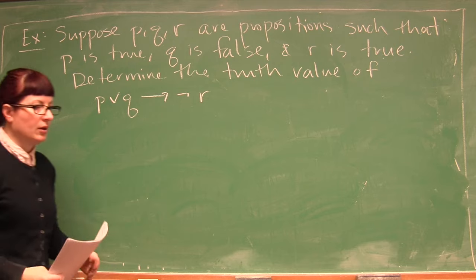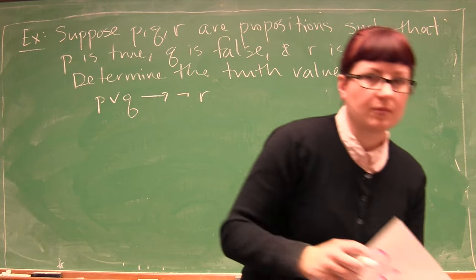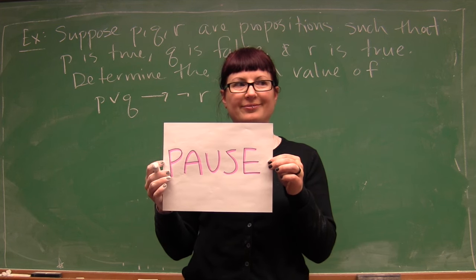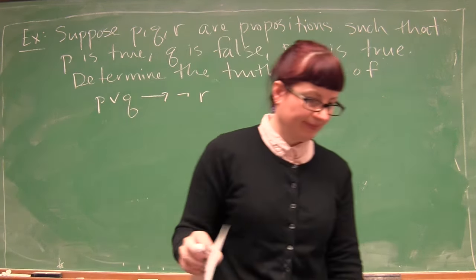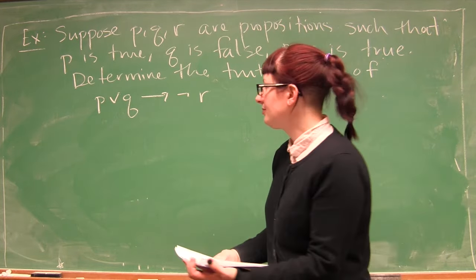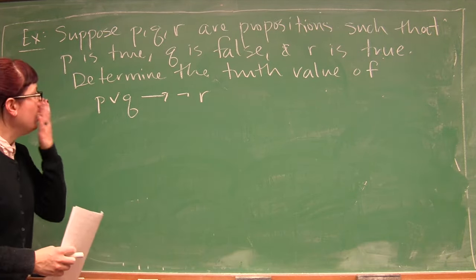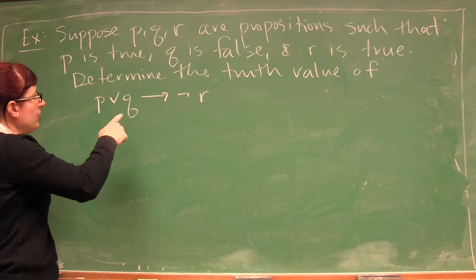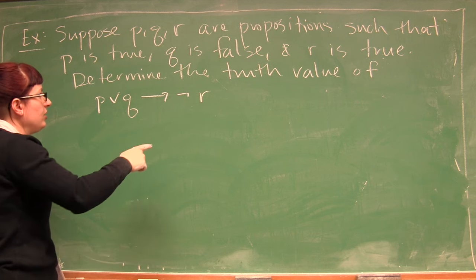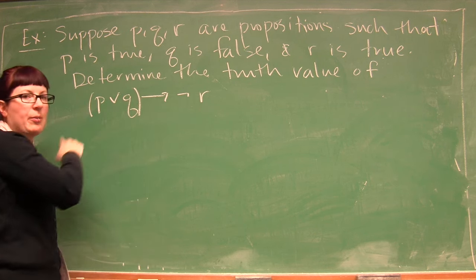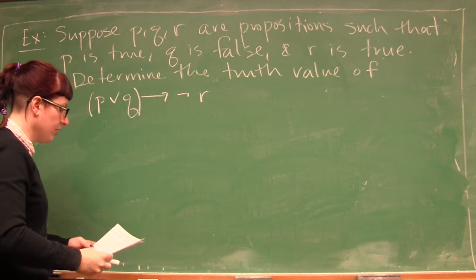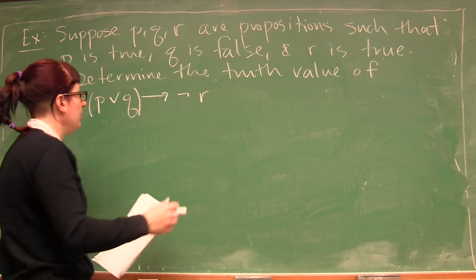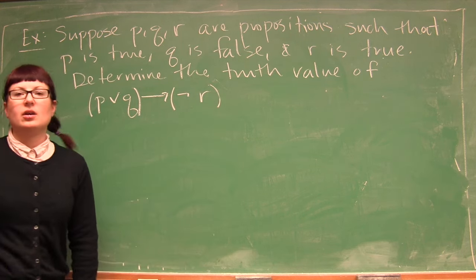Okay. So pause for a sec and see if you can figure out the right answer. All right. So let's see if you got the right answer. So we know that in order to figure out this implication, we need to know the truth value of the hypothesis and the truth value of the conclusion.